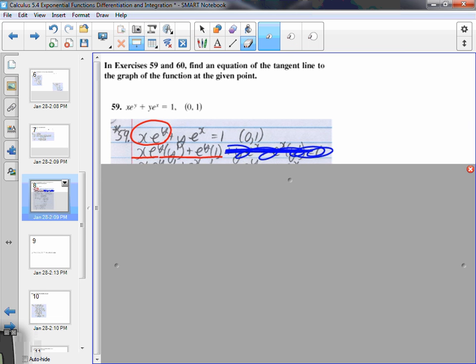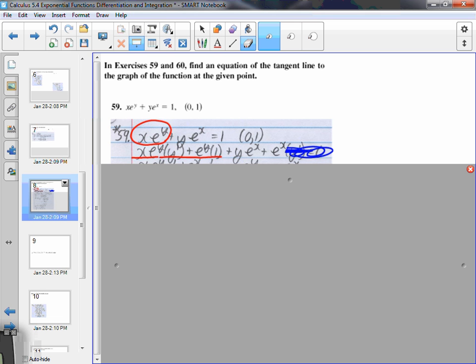Okay, now, plus, now we have to take the derivative of y e to the x. And we're going to use the product rule on this one too. First function, y, times the derivative of the second. What's the derivative of e to the x? E to the x, plus the second function, e to the x, times the derivative of the first.